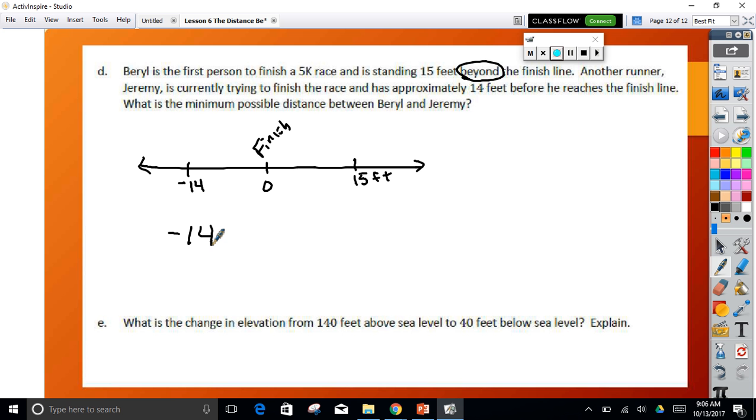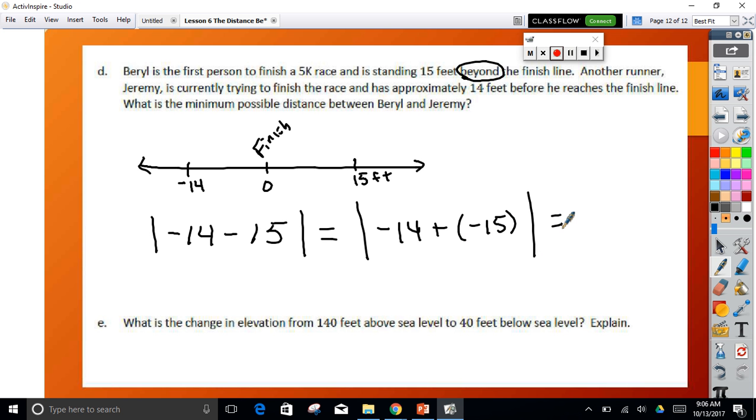Not plus. When we're finding distance, we're finding the difference. So minus 15. And what else do we need to do if we're finding distance? Good. Put the absolute value signs. Okay, Ailey, let's rewrite that as addition. So negative 14 plus, good, plus negative 15. And what would your answer be? Negative 29, and if we take the absolute value of negative 29, that is just 29. So the distance between them is 29 feet.